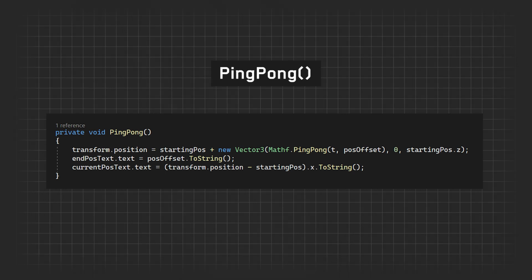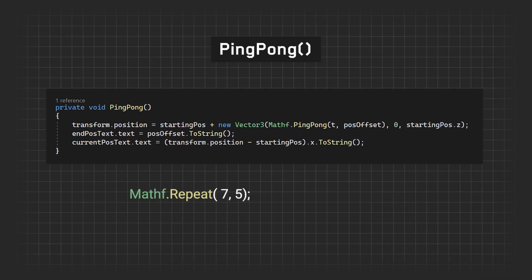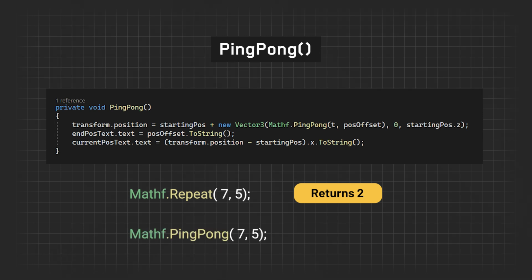Lastly, we have the ping pong function. It works similarly to the repeat function, but with a key difference. Instead of only moving forward and resetting to zero after reaching the target length, ping pong goes backward towards zero after reaching the length. For example, if t is 7 and the length is 5, the repeat function would return 2. However, ping pong first reaches 5, then goes back 2 units to 3, so the result would be 3. This function is mainly used for creating back and forth animations by passing time.time as the first parameter and the end target as the second. With ping pong, the value oscillates between 0 and the target length, creating a continuous back and forth motion.